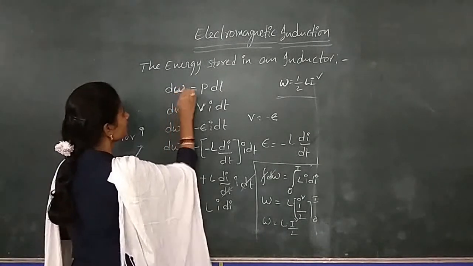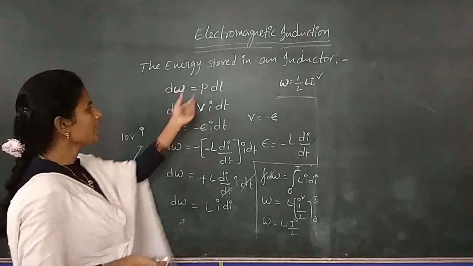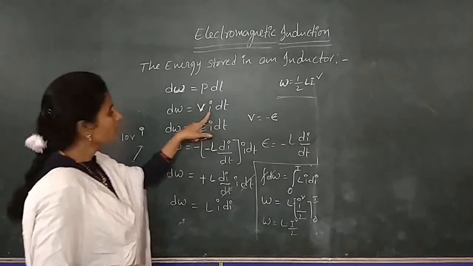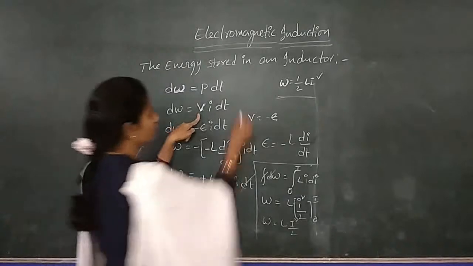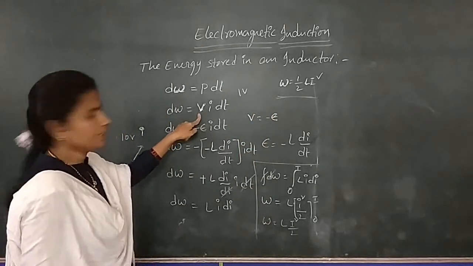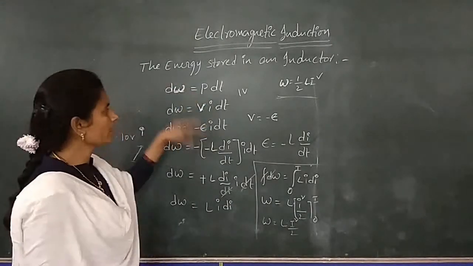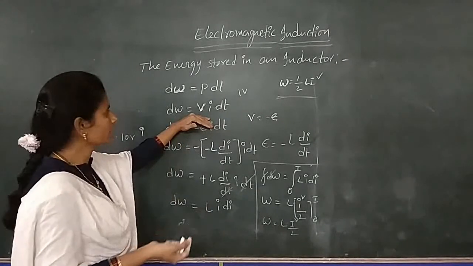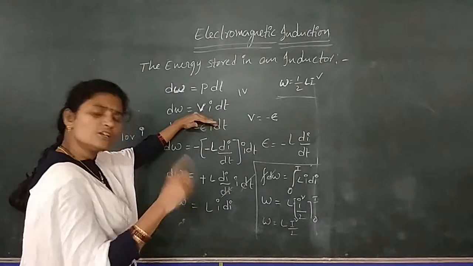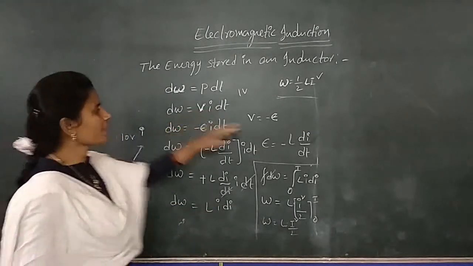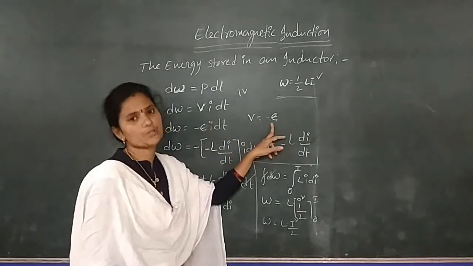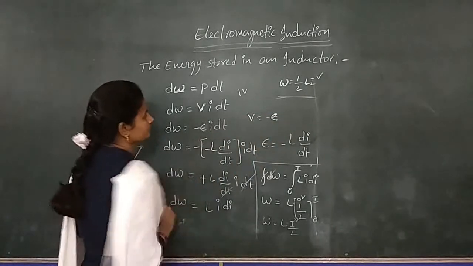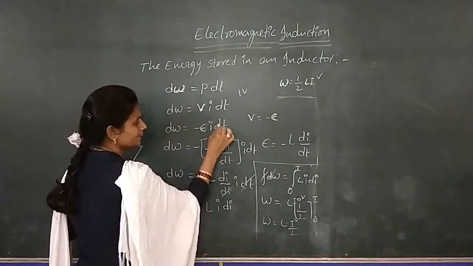So what is that work done? We have to calculate. Then W is equal to P into dt, where P is electrical power. It can be written as V into I, where V is the potential. Suppose 1 volt potential is applied to that coil, then what will happen? The current passes through that coil. Then the flux varies, so induced EMF is generated. So here V is equal to the induced EMF. According to Lenz's law, it opposes the direction. So that's why minus E.